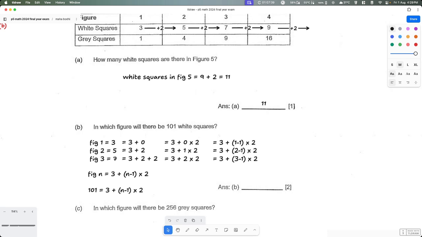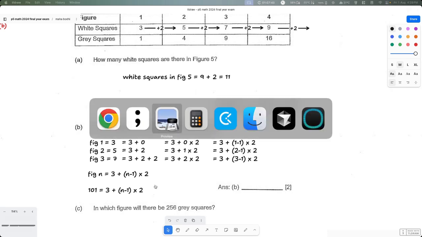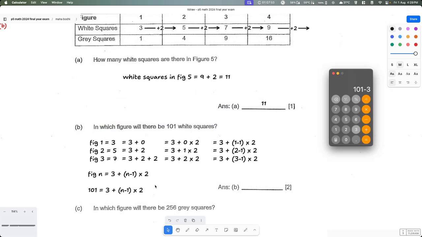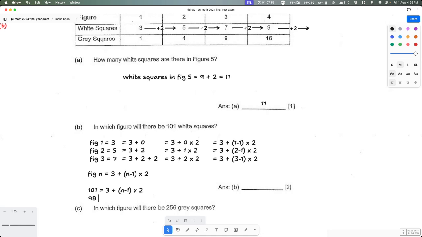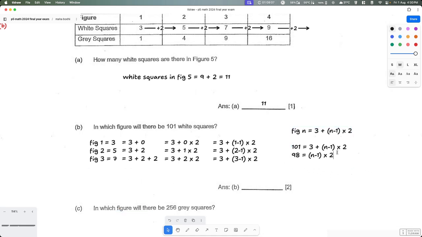So from here we can just minus 3. So 101 minus 3 is equal to 98. So 98 is equal to bracket n minus 1 multiplied by 2. Let me have this over here. So then we can have 98 divided by 2 equal to n minus 1. 98 divided by 2 is what? 49, which is equal to n minus 1. So n will be equal to 50. There you go. So the answer to this is 50, right?